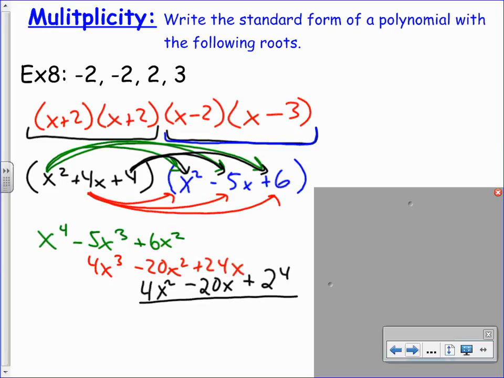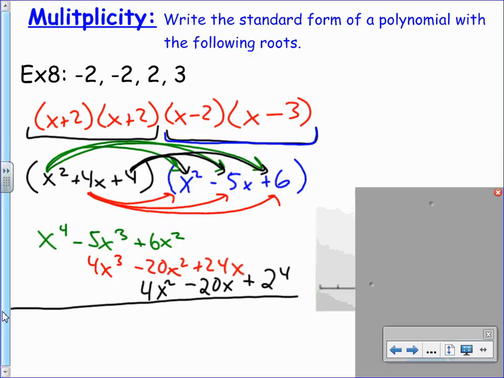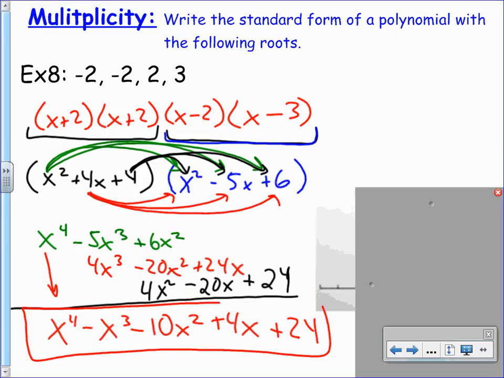Good. And then, here we go. Let me move this over. Sorry, that's a big 24, not 2 to the 4th. So add everything together. Just drop this down. That's x to the 4th minus x cubed minus 10x squared plus 4x plus 24, and answer.